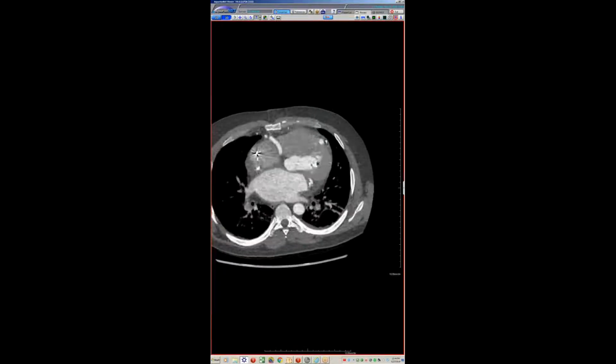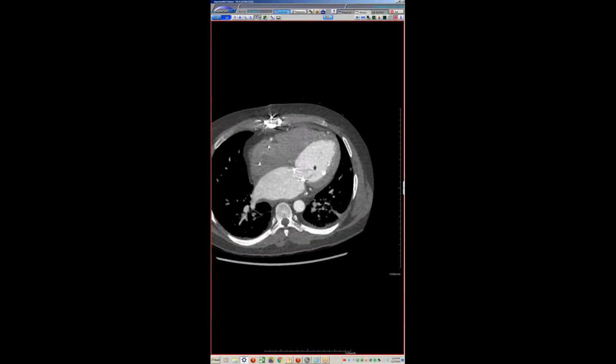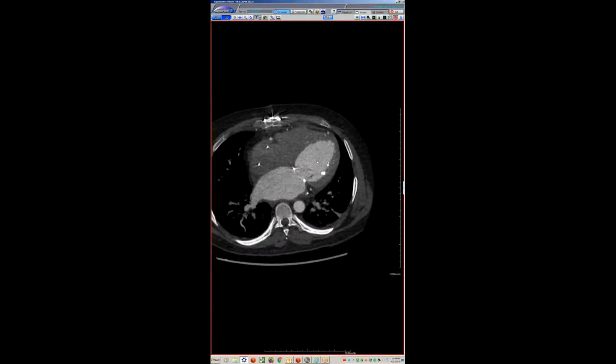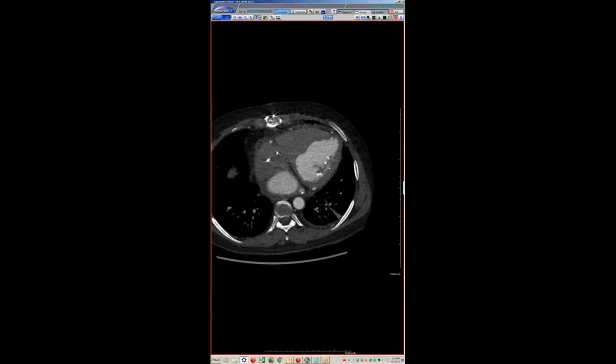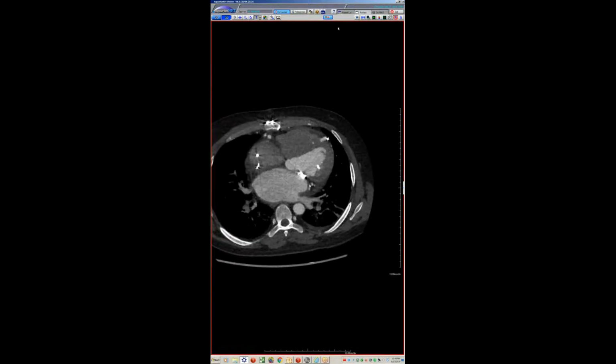So it's just a type of ALCAPA repair that I had not seen or heard of. Additionally, it's very interesting because he has all these subendocardial and papillary muscle calcifications from the chronic ischemia he had due to the ALCAPA in the LAD distribution.